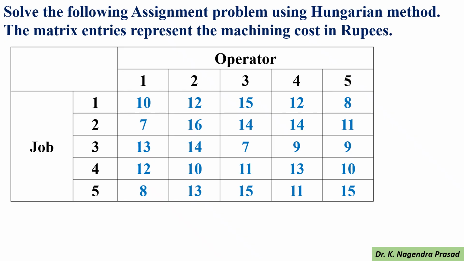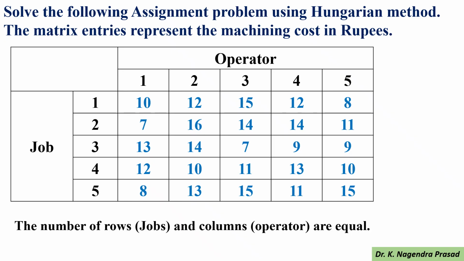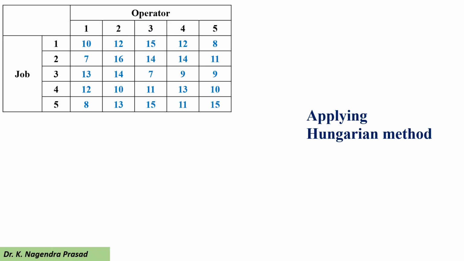Here, given the number of jobs in rows, which are 5, and number of operators in columns, which are 5. So number of rows is equal to the number of columns. Then the given problem is a balanced assignment problem. Now apply the Hungarian method to get the optimal solution.